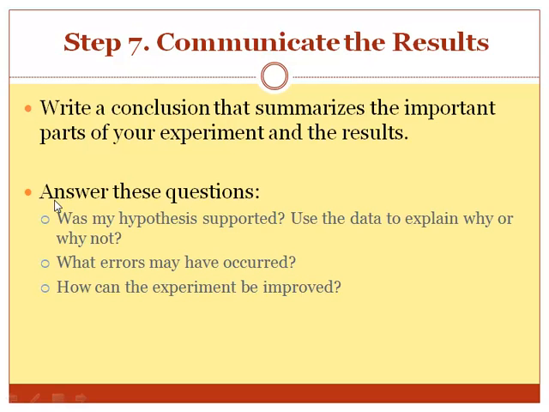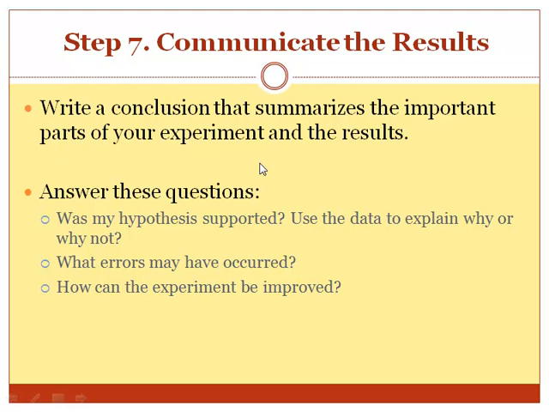Okay? And then step 7. If you did have to go back and rewrite it, you got to redo your experiment, collect data, go through all the steps again. But if not, you can move on to step 7 and communicate your results. In 7th grade science, we communicate our results in a lab report. Sometimes we'll do fun lab reports online on a wiki with a group, and sometimes we'll do our own individual formal lab report. So you're going to write a conclusion that summarizes the important parts of your experiment and the results.